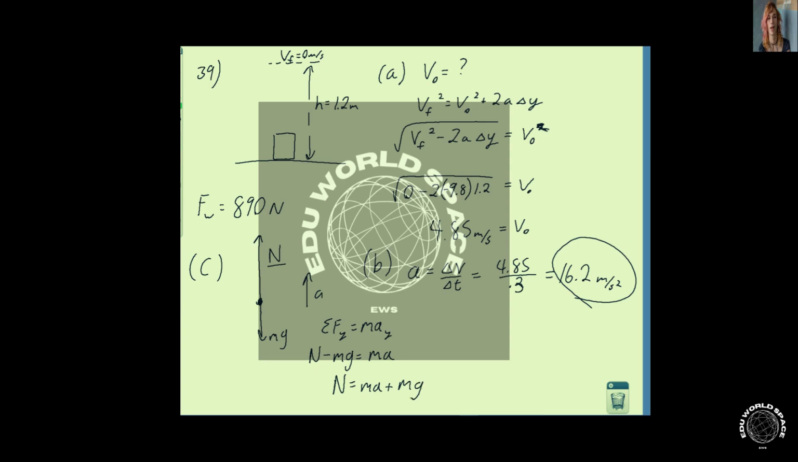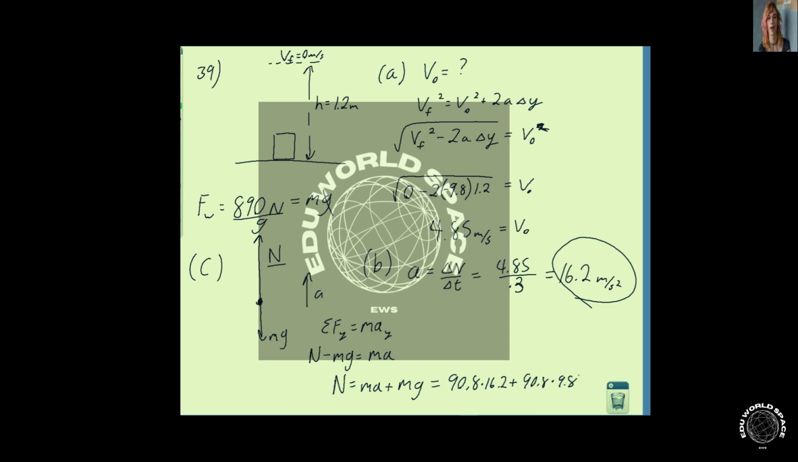Oh, and they were tricky with us. They gave us the weight of the player, not the mass of the player. So we do need to find his mass, dividing that 890 newtons by g. He's got a mass of 90.8 kilograms. So let's plug all this in: 90.8 times 16.2 plus 90.8 times 9.8.